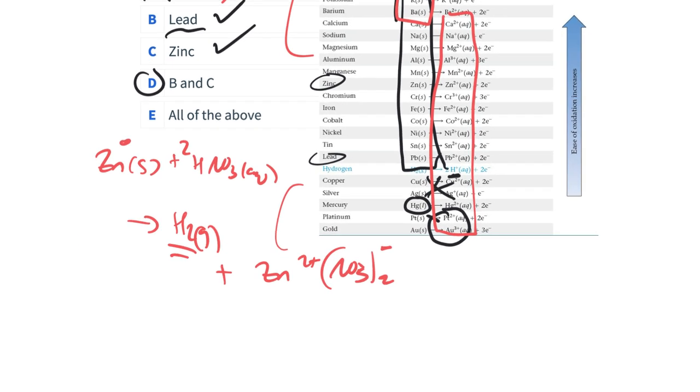If you then think of a different case, let's imagine barium solid. If you put barium into a solution of, let's say, it doesn't really matter what's below it, let's say iron 2+.